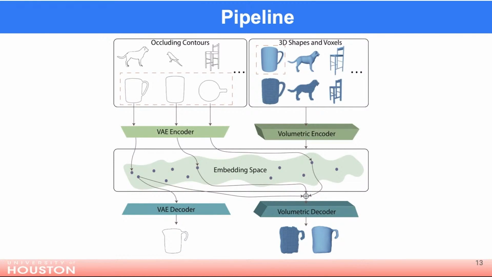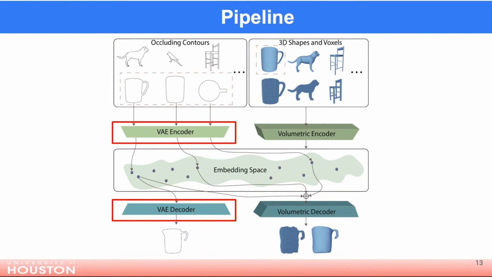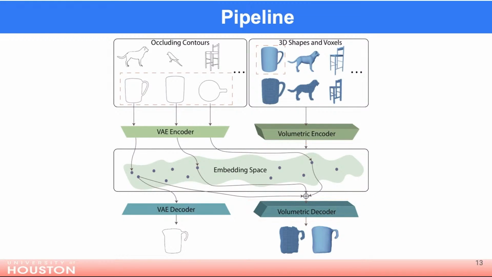By doing this, we first collect the 3D models and the relative sketches. The occluding contours are used to train a VAE network to build the embedding space. Each point on the embedding space represents one 2D sketch and can be decoded to a sketch through the VAE decoder. The volumetric 3D models are used to train the volumetric autoencoder to project the 3D models onto the embedding space. In this way, 3 points on the embedding space, which represent the front, top, and side views of one 3D model, can be used to generate the 3D model through the volumetric decoder.